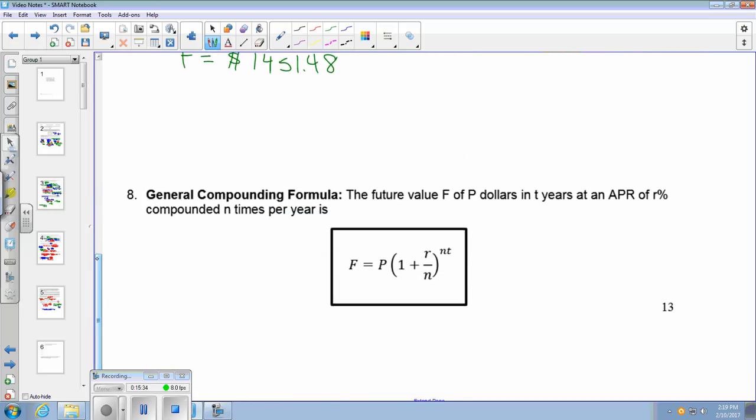All right, so in general, number 8, the general compounding formula, future value F of P dollars in T years and an annual percentage rate of R%, compounded N times per year, is given by this formula. So again, here's our future value. Here's that principal or present value. Here's that interest rate split up. So again, if you're doing it monthly, for instance, N would be 12. So you get a 12th of it each time they give you interest. If you're doing it daily, then N would be 365. And you can think of N times T as the total number of compoundings.